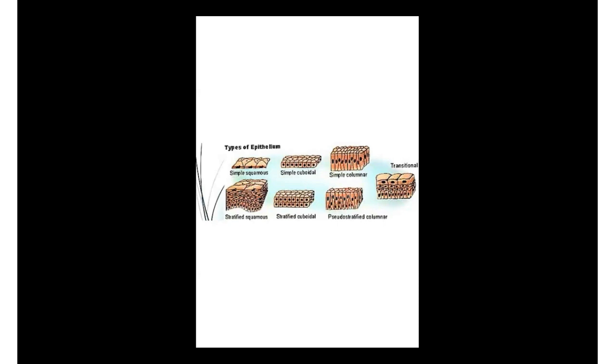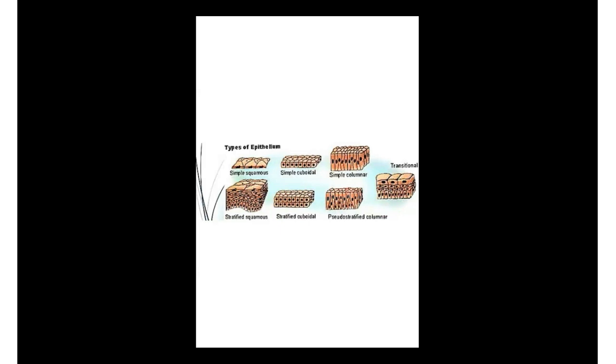Stratified squamous means कि आपका basically जो है striations, it seems like कि आपका different layers होगा, but there is no proper differentiation between the layers. Stratified cuboidal means कि two different layers or three different layers of cuboidal cells will be there. Pseudo stratified means it seems like a stratified columnar.